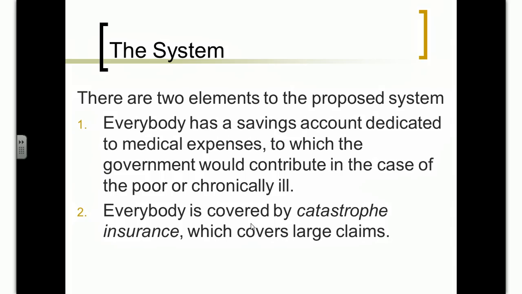There are two elements to the proposed system. Everyone has a savings account dedicated to medical expenses, to which the government would contribute in the case of the poor or chronically ill. At present, what Fine Gael are proposing is that everybody each year would pay an insurance premium. But just like taxation, that money is pooled together. In this instance, it's pooled together in an insurance company rather than in the HSE. And again, you're dependent on a top-down approach of the services flowing down to individuals.